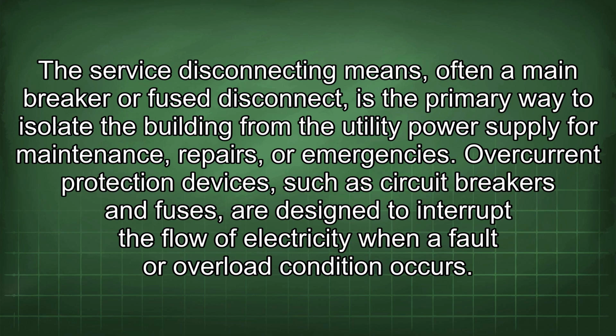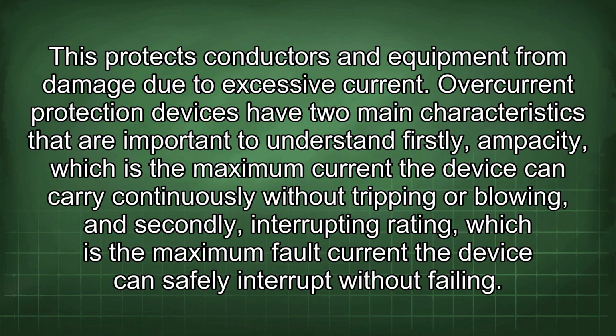Overcurrent protection devices, such as circuit breakers and fuses, are designed to interrupt the flow of electricity when a fault or overload condition occurs. This protects conductors and equipment from damage due to excessive current. Overcurrent protection devices have two main characteristics that are important to understand. Firstly, ampacity, which is the maximum current a device can carry continuously without tripping or blowing, and secondly, interrupting rating, which is the maximum fault current the device can safely interrupt without failing.